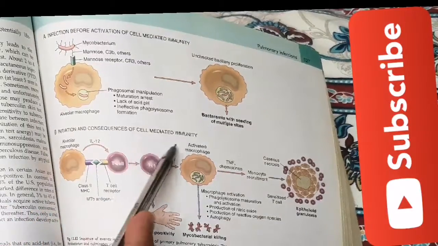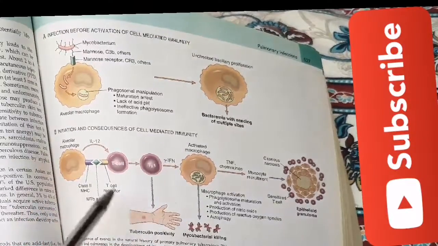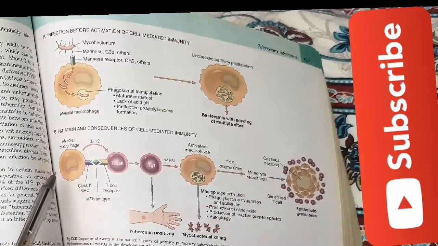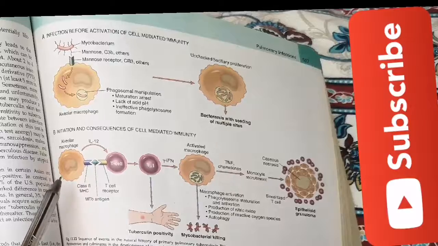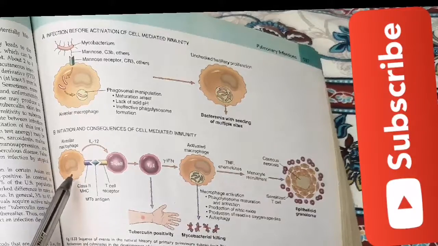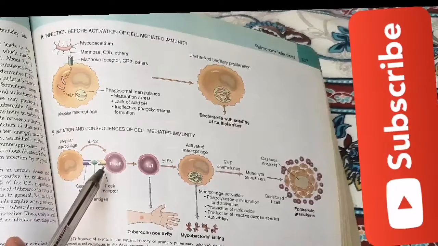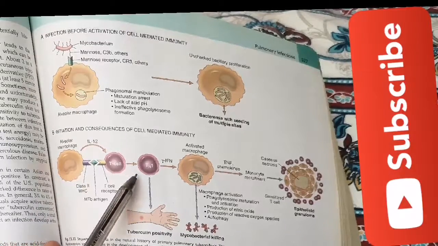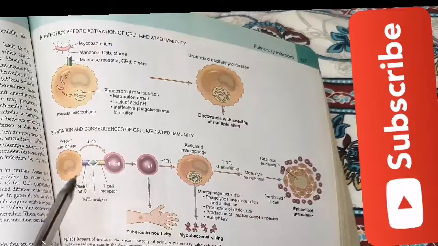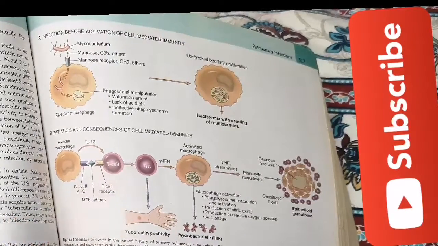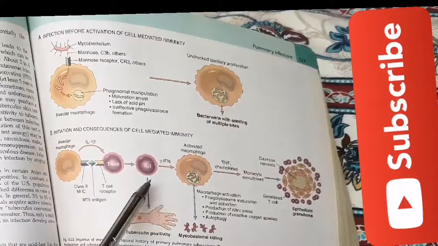Initiation and consequences of cell-mediated immunity. Now, the alveolar macrophages as well as dendritic cells present the antigens to the T helper cells. T helper 1 cells are activated. Furthermore, interleukin 12 activates the T helper 1 cells.